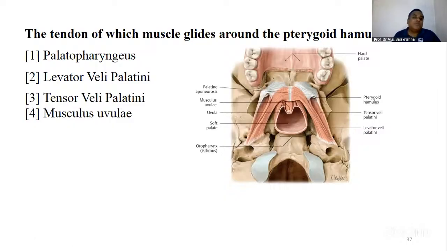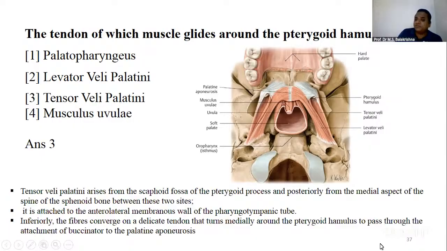The tendon of which muscle glides around the pterygoid hamulus? This is the question. You can see from this diagram the pterygoid hamulus is somewhere here. So which muscle glides around the pterygoid hamulus? The anatomy and diagram parts you should learn very correctly. The answer is tensor veli palatini muscle. This is basically from the muscles of the soft palate that they are asking. Again, read the muscles of the soft palate.